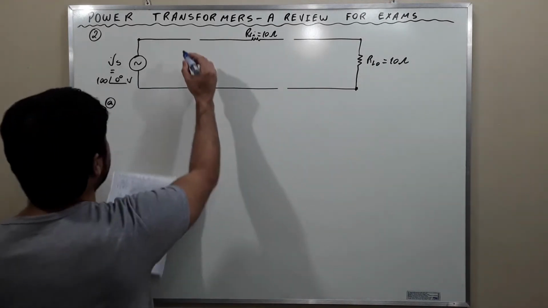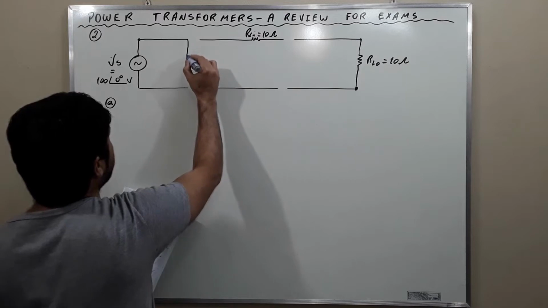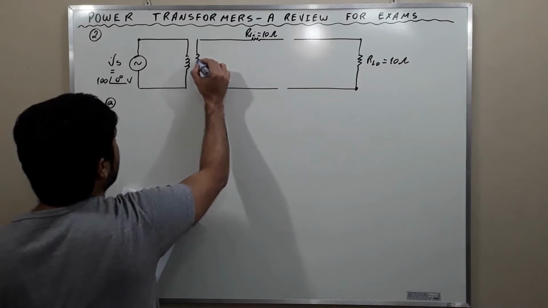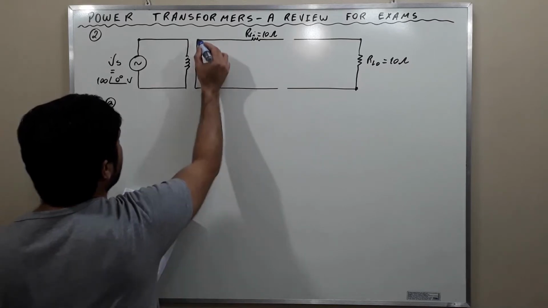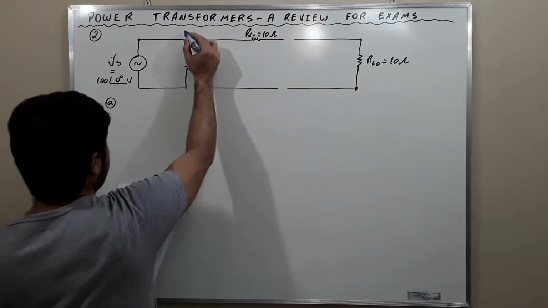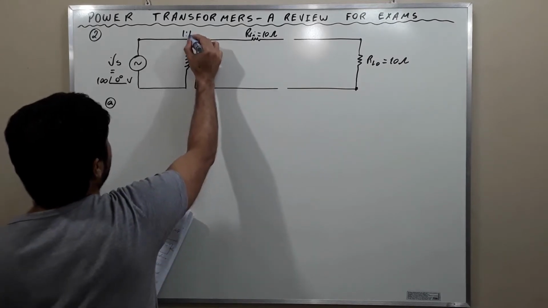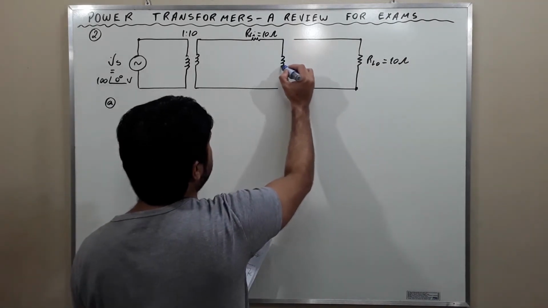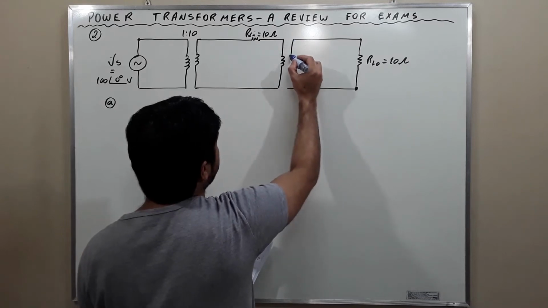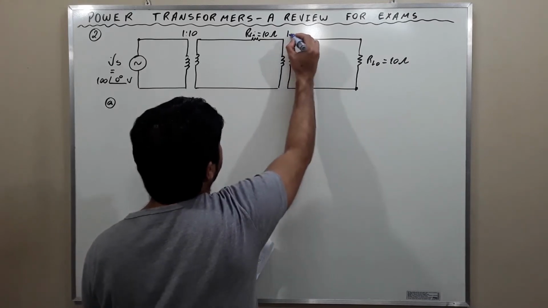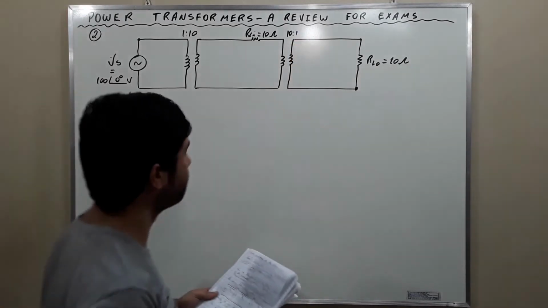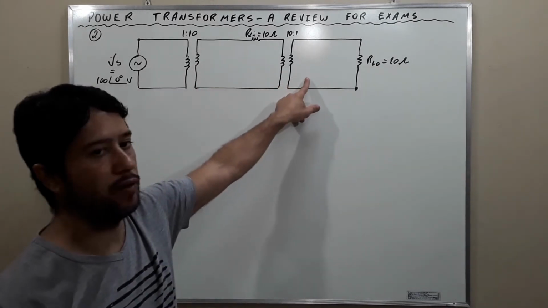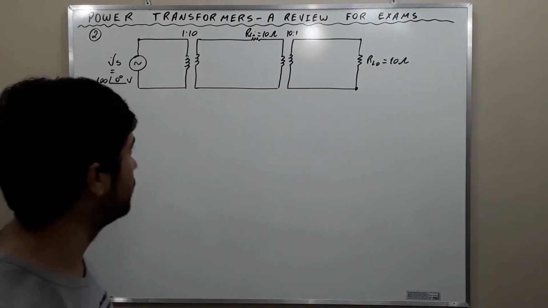We're going to use one power transformer here, 1 to 10, and the second is going to be 10 to 1. We're going to step up the voltage here and then step it down to deliver power to the load.